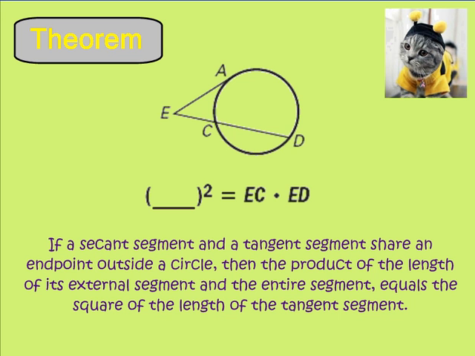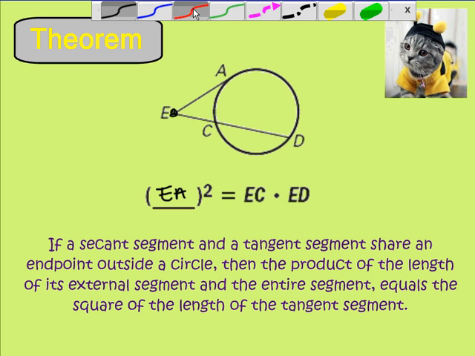Our last theorem is kind of similar to the last one, except you'll have a secant segment and a tangent segment. And this says that if a secant segment and a tangent segment share an endpoint outside of the circle, then the product of the length of its external segment and the entire segment equals the square of the length of the tangent segment. EA is our tangent segment, which will be squared.